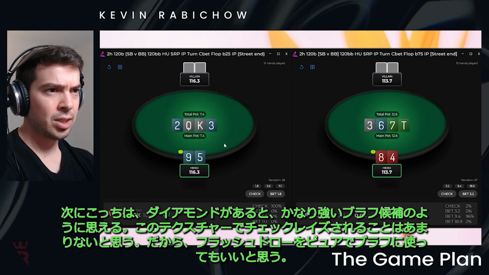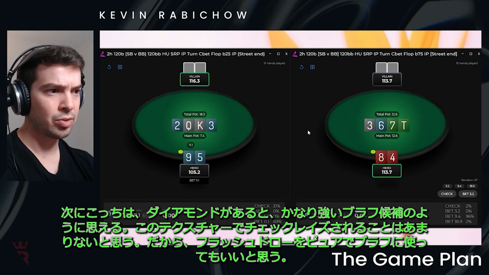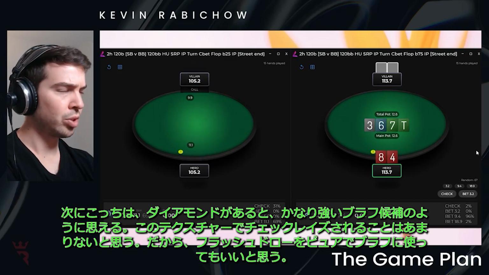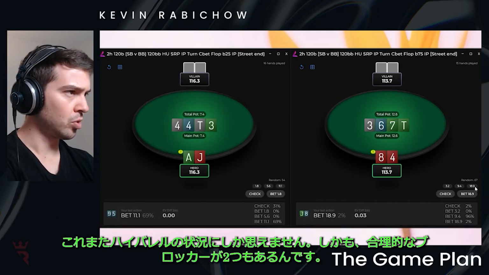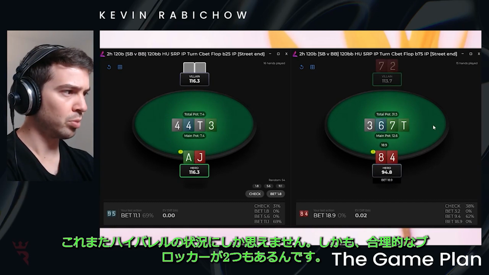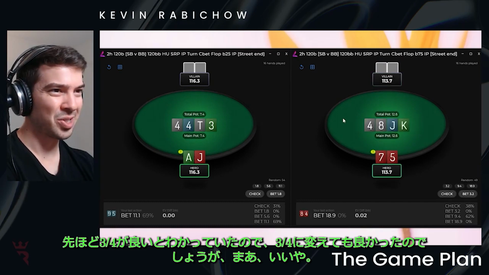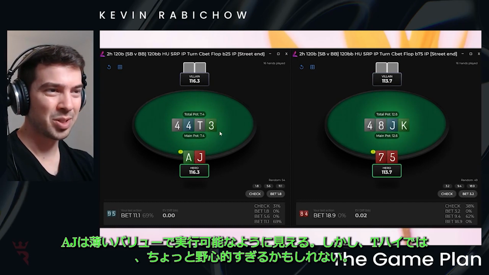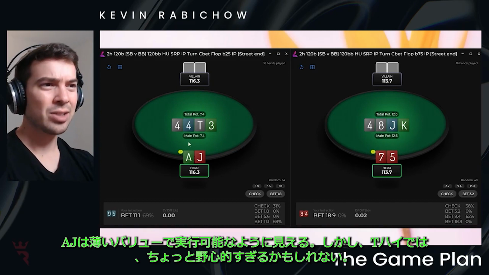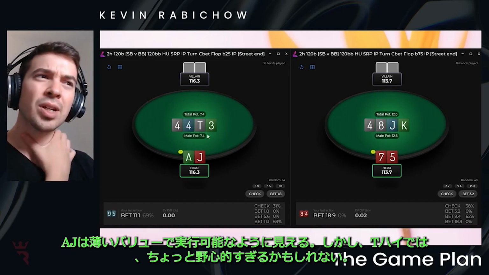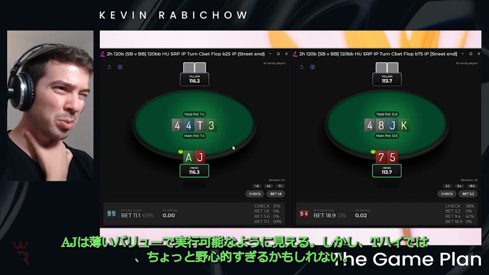And here with diamonds, seems like a fairly strong bluff candidate. I don't think we get check raised much at all on this texture, so I'm okay using a flush draw. Pretty pure. This also just seems like a high barrel situation, and I have two reasonable blockers. I could have switched to the 3/4 because it already told me that 3/4 was the better size, but oh well. Ace Jack looks viable for thin value, but on 10 high, it's probably a little too ambitious.